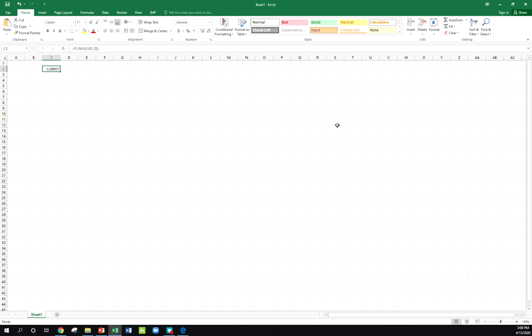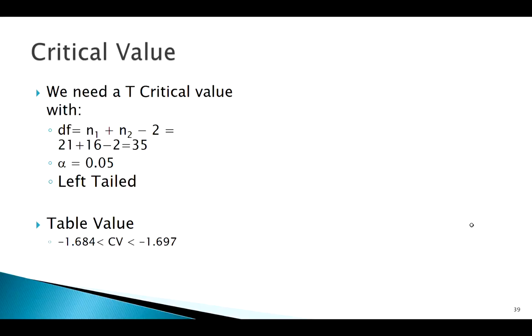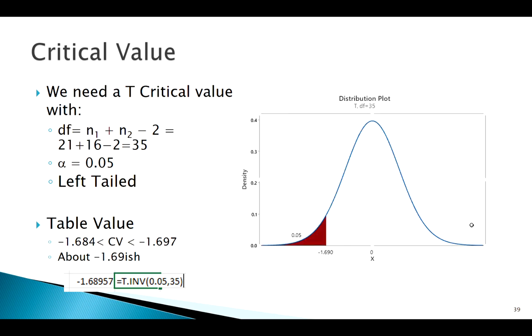that's one way to do it, or you can graph it. So we estimated with the table to be between those numbers, say about -1.69-ish. With Excel, we found it's exactly this, or graph it.